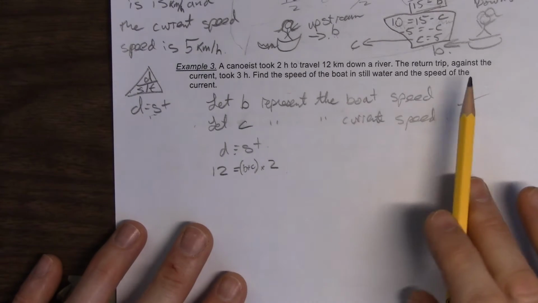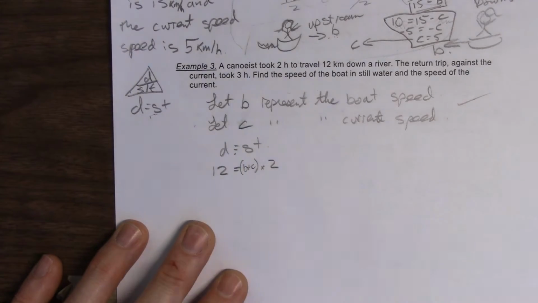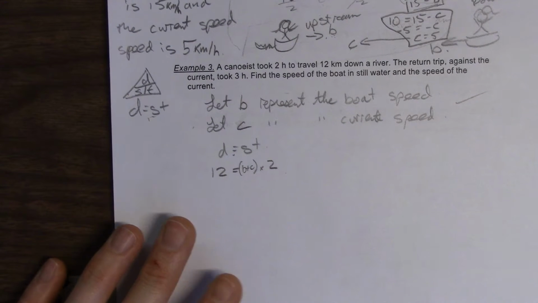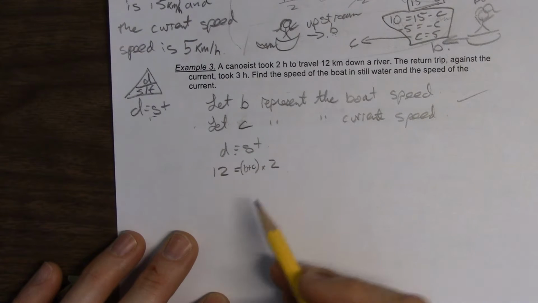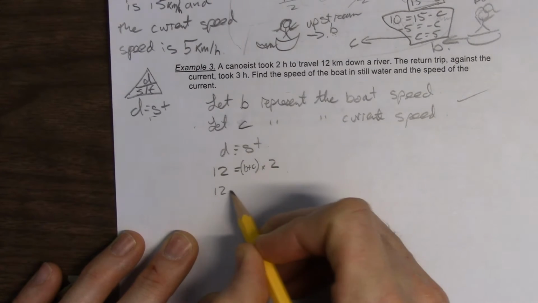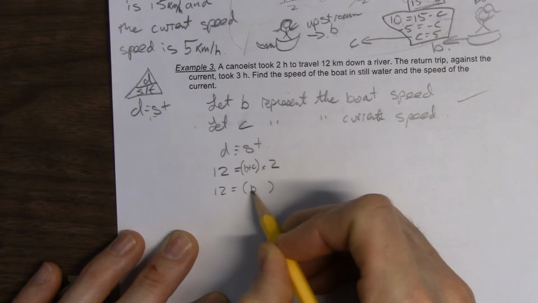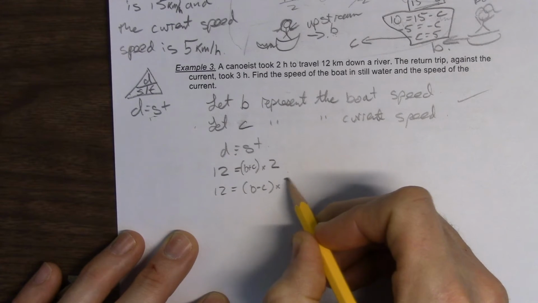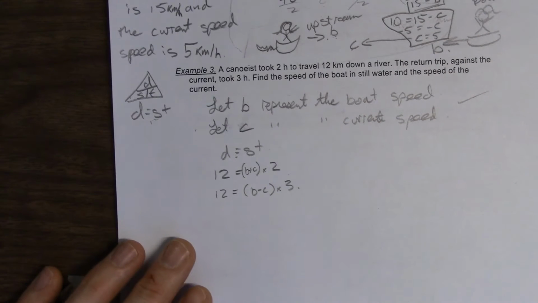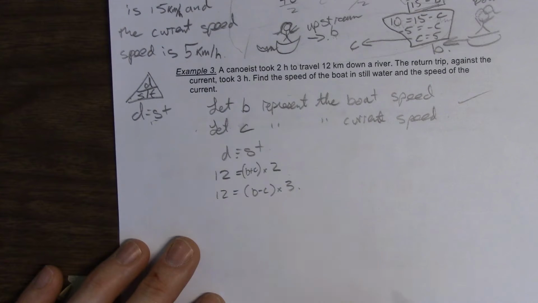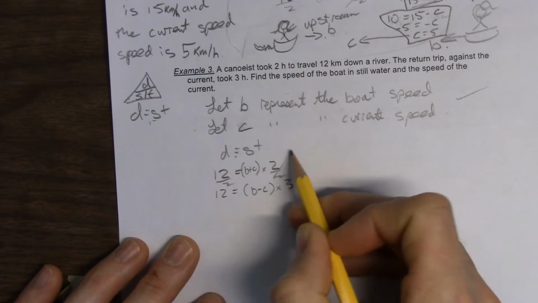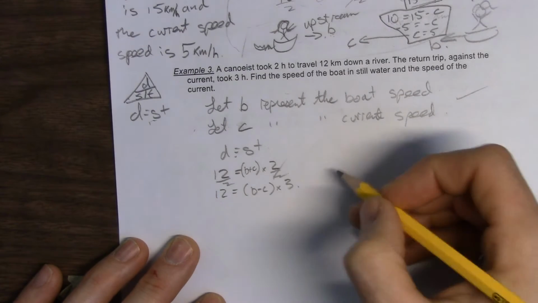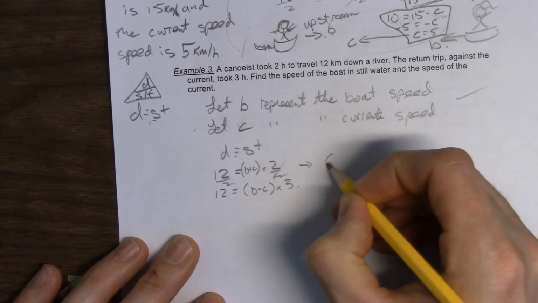Next, we know that the return trip against the current took 3 hours. So who can set this whole thing up for me? Andrew. So it's 12 equals B minus C times 3. Beautiful. Now I'm going to divide both of these by 2. This 2 cancels with the 12 divides, so this becomes 6.